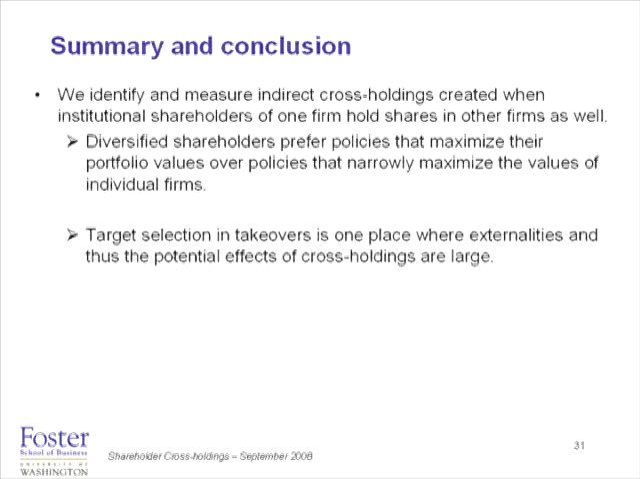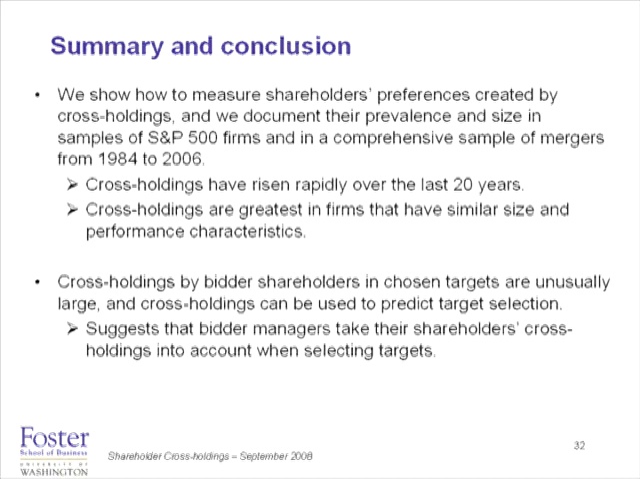And so, summing up, we started off by talking in general about this effect of indirect cross-holdings, and that there are these externalities created when you have different shareholdings in different firms. Target selection is one place where we figured these are big enough that shareholders would care about it. We can actually measure the effect, and it should be relatively large. And so what do we show? We show that cross-holdings are economically important and growing in size. It's partially due to indexing, but it's not entirely due to indexing.